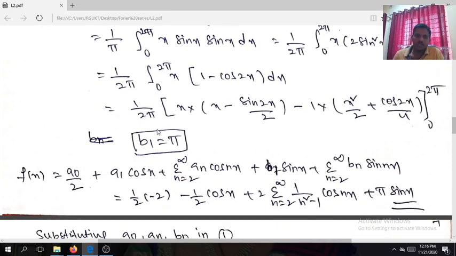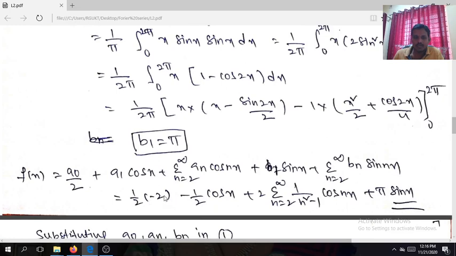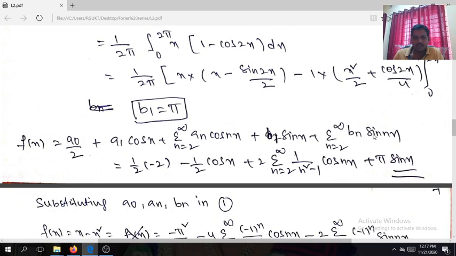Now I am going to substitute. I am trying to expand f of x is equal to a naught by 2, with a1 not included in the summation, that is different. A naught by 2 plus a1 cos x, summation n is equal to 2 to infinity an cos nx plus b1 sin x, summation n is equal to 2 to infinity bn sin nx. So 1 by 2 into minus 2, minus 1 by 2 into cos x, since a1 is equal to minus 1 by 2, plus 2 into summation n is equal to 2 to infinity an is equal to 1 by n square minus 1 cos nx plus b1 is equal to pi sin x, bn is equal to 0. Only the b1 term we have, remaining terms are 0. This is the f of x expansion.